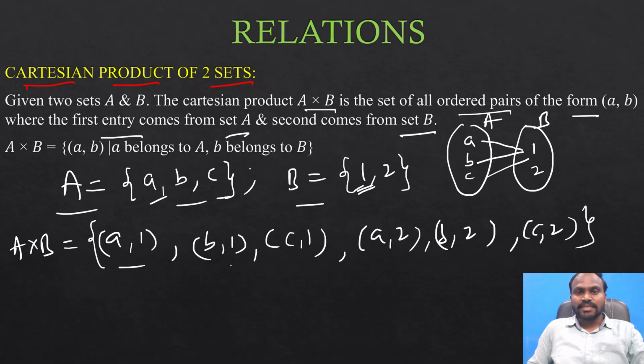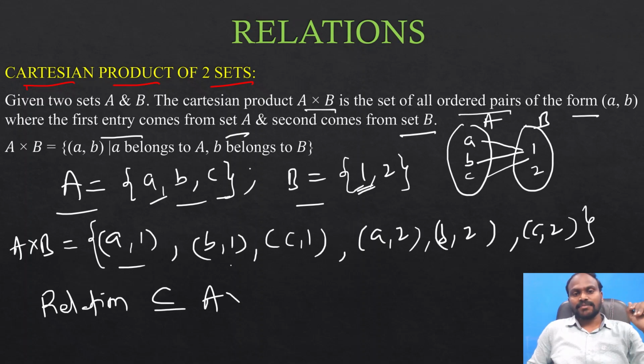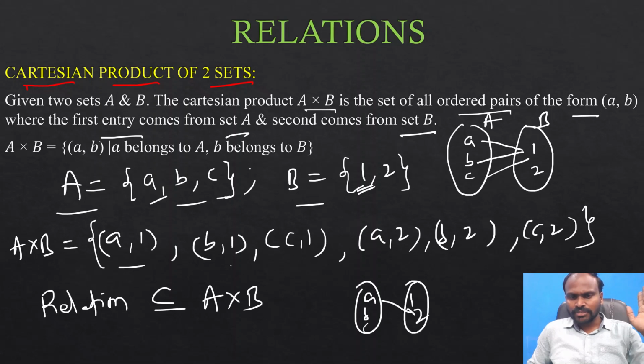So now, what is a relation? A relation can be any subset, or A cross B itself. If you take a, b, c and 1, 2, then a mapping with only 2 is one relation, and b mapping with 1 is another relation. Whatever it is, if it is a subset of or equal to the Cartesian product of two sets, that is called a relation. There will be a relation between A and B.